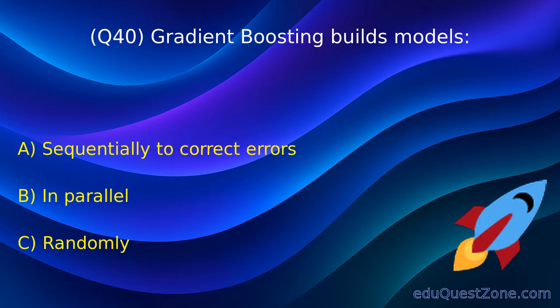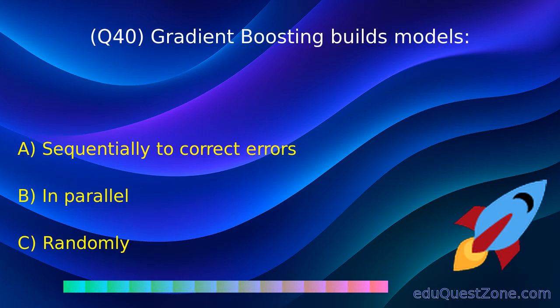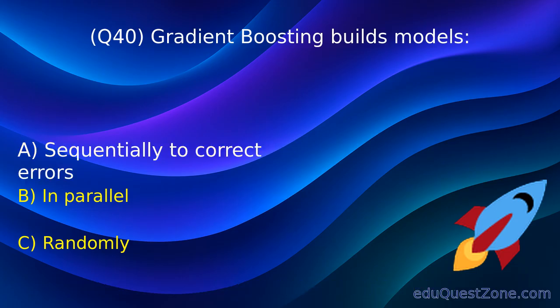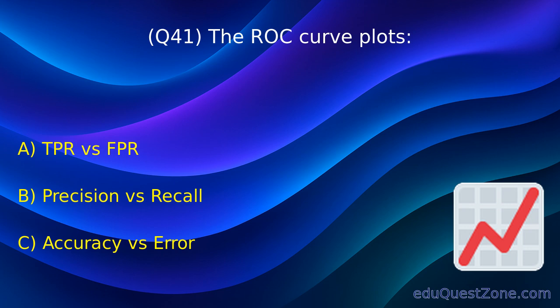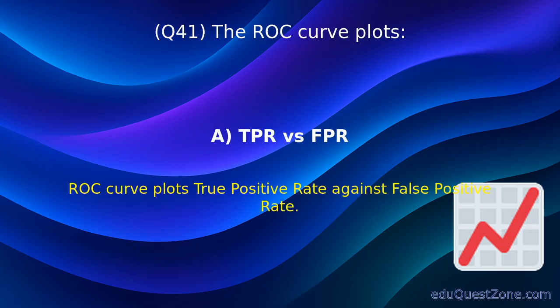Question 40. Gradient boosting builds models. Option A. Sequentially to correct errors. Gradient boosting builds models one after another to fix earlier errors. Question 41. The ROC curve plots. Option A. True positive rate versus false positive rate. ROC curve plots true positive rate versus false positive rate.